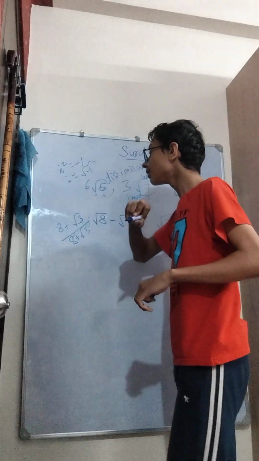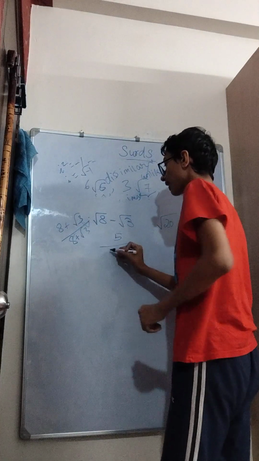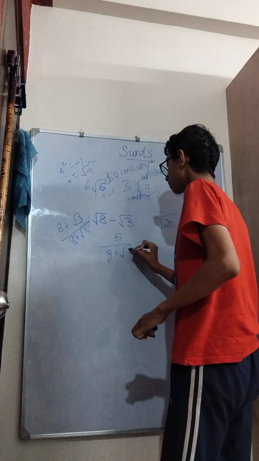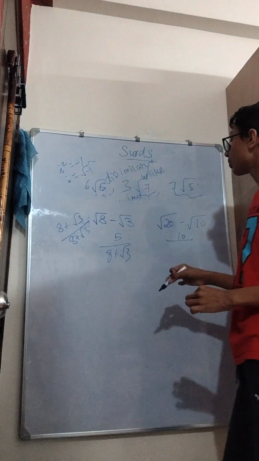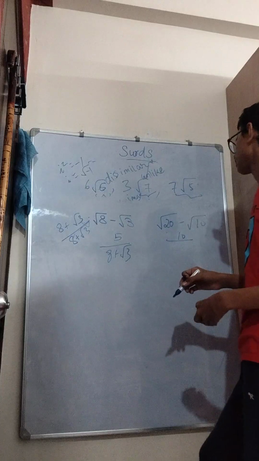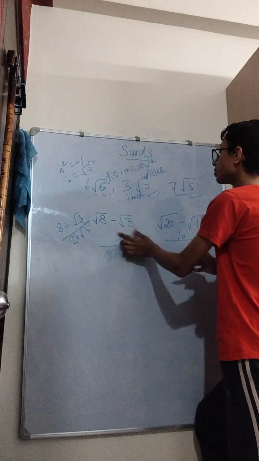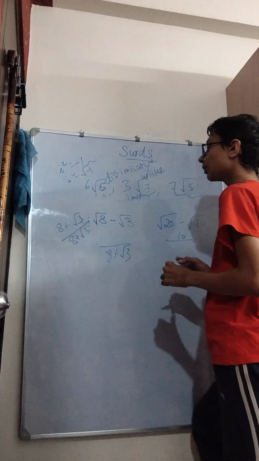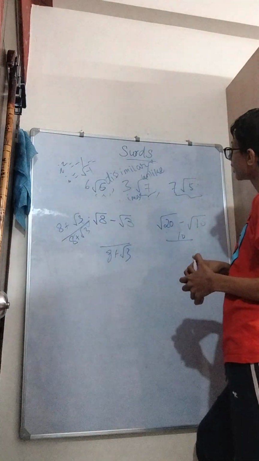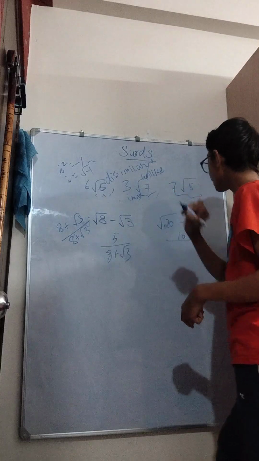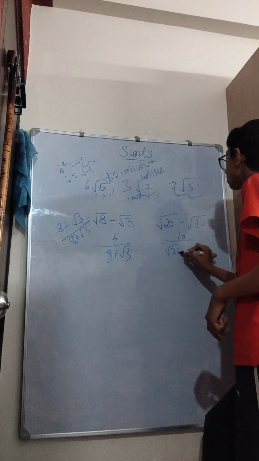Do rationalization. Then you will get 5 by 8 plus root 3. And then this one, when you do rationalization, you will get 10 by what? No, you won't get 5. You will get 5 only, right? Okay, yeah, 5 only you will get. Sorry, this one you will get 10 by root 20 plus root 10.